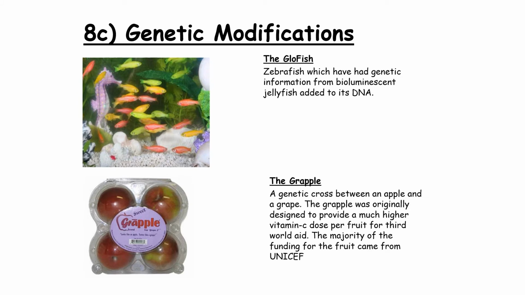So these other genetic modifications you don't need to know about, and they're just a little bit of fun. So you've got the glowfish, so zebrafish, which have had genetic information from bioluminescent jellyfish added to their DNA, so they basically glow in the dark. And then you've got the grapple. So, a genetic cross between an apple and a grape. The grapple was originally designed to provide a much higher vitamin C dose per fruit for third world aid. The majority of the funding for the fruit came from UNICEF.